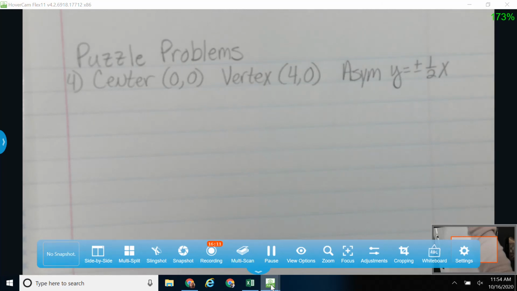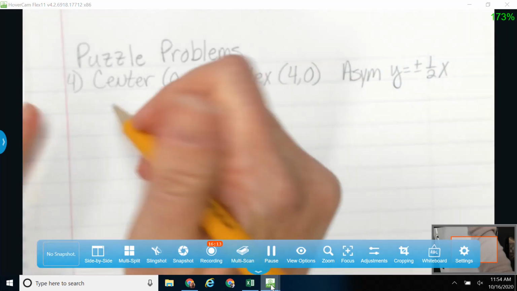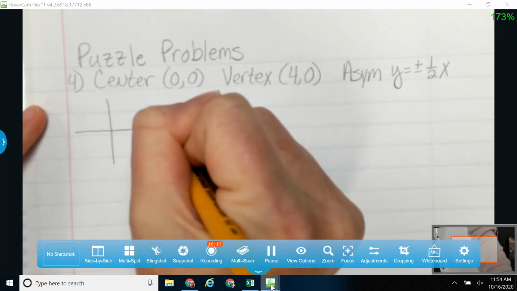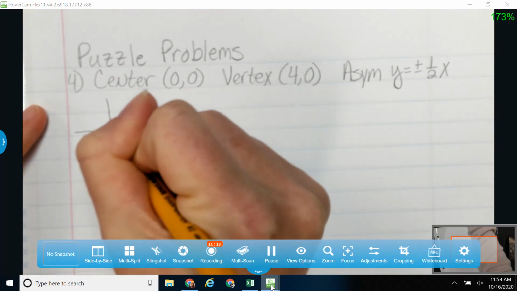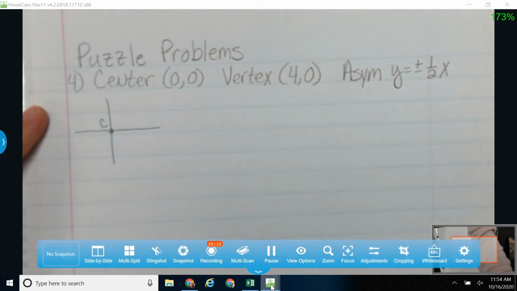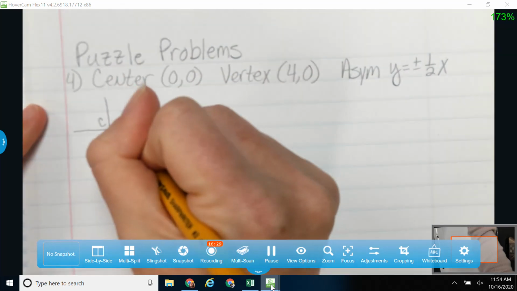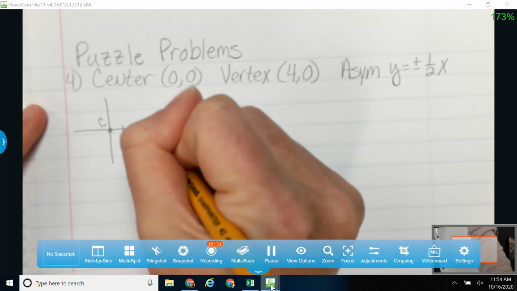Just like the ellipse, I like to start by doing a little bit of a sketch. I'm not going to use graph paper. It doesn't have to be anything precise, but I'm going to draw what they've given me. So I know that my center point is at 0, 0, and then I know that I've got one vertex over here at 4, 0.